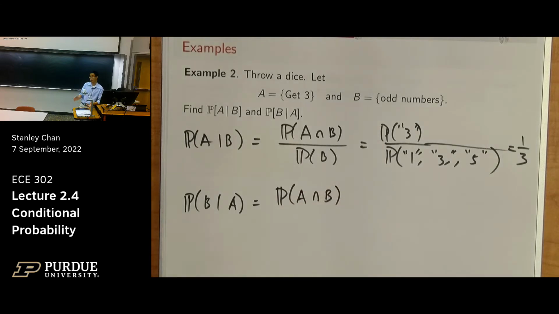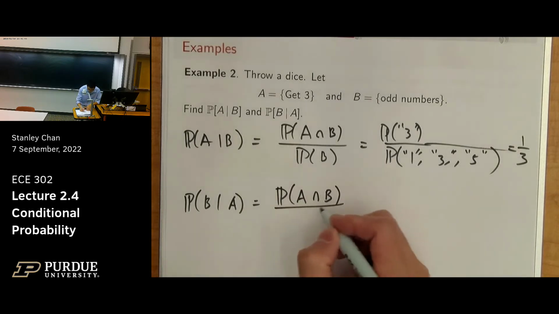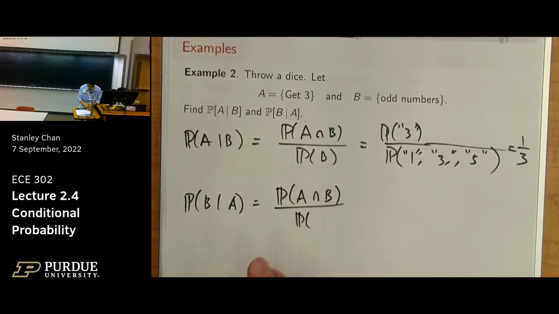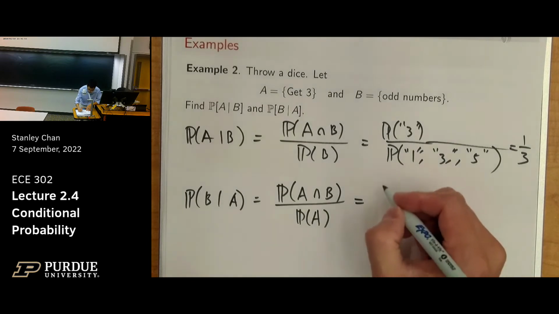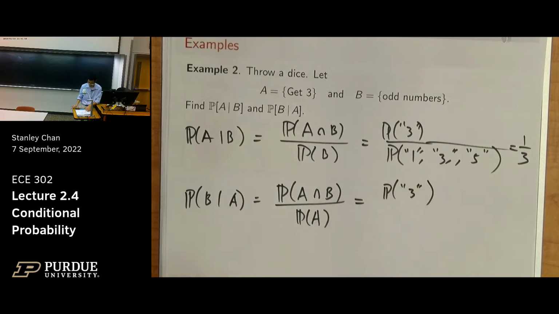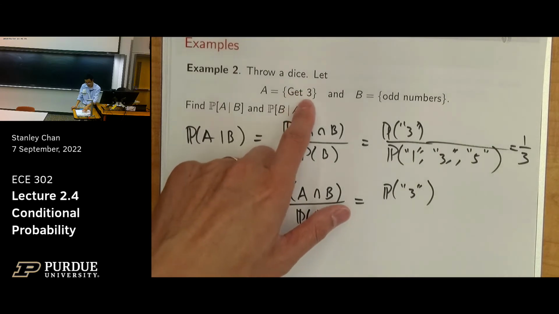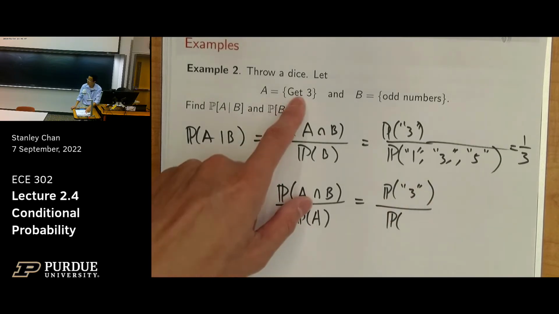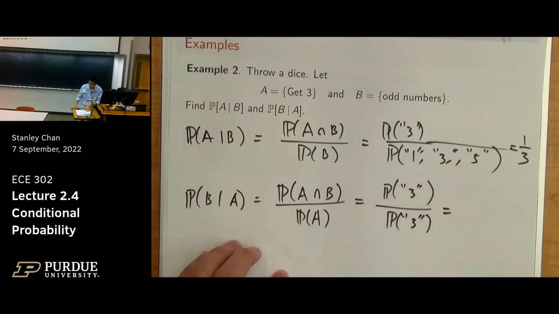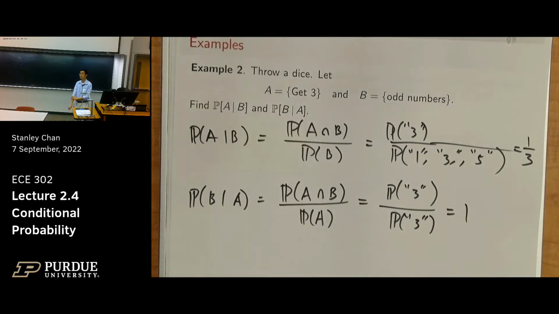Now, if you want to write down the equation, yes, you can also do it. A intersect B is the same as B intersect A, and this is by set theory. Now, the denominator here is the probability of A. So what is the numerator? This is the probability of getting a 3. That's A intersect B, right? So intersecting, getting a 3 and getting odd numbers, that will give you a 3. And then the probability of A, that is getting a 3. And so that's going to give you 1. See that? So A given B and B given A, they are different. Very important. They are different.